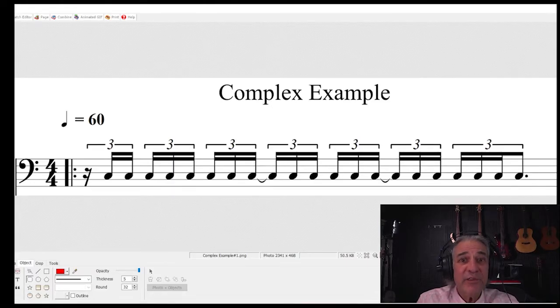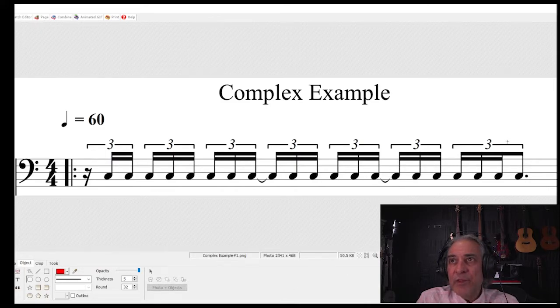Okay, let's take a look at this complex example. First off, I have to show you that these are 16th note triplets. We haven't covered those yet, but I'll tell you this. When we do, it requires a different type of counting. Now, here we have a 16th note rest and a 16th note tie here and another right here.